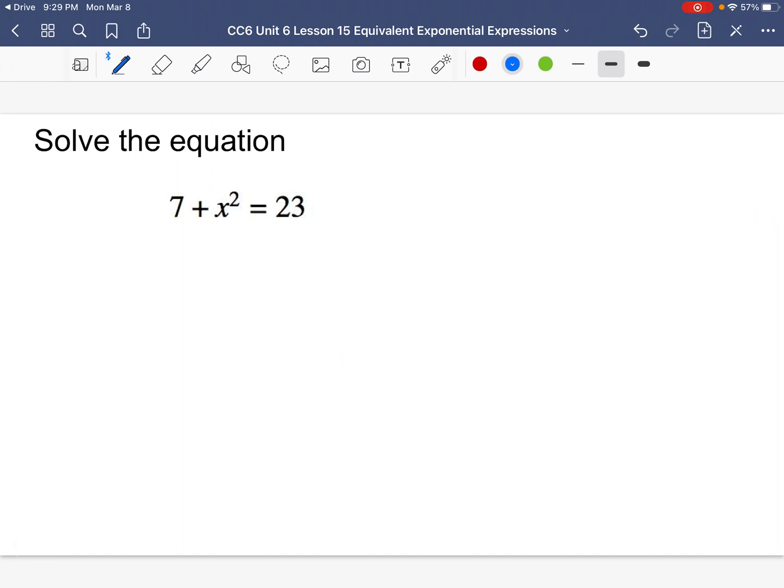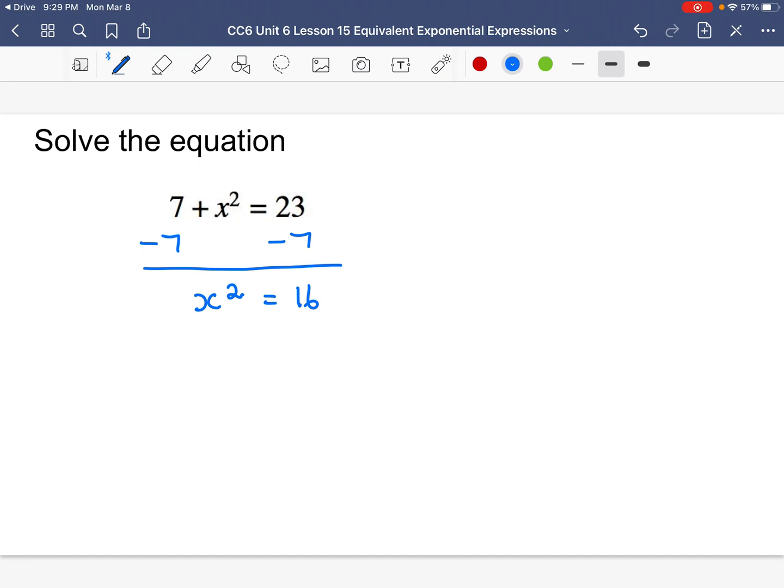And here solve the equation, and we are looking for a value for x. So 7 plus x squared equals 23. We want to isolate the variable, so I'm going to subtract 7 from both sides, and I'm left with x squared is equal to 16.